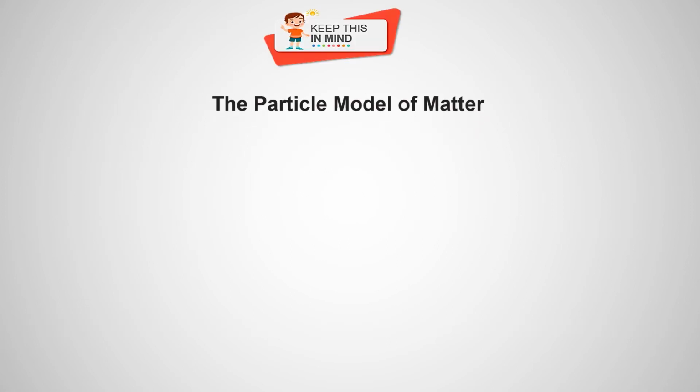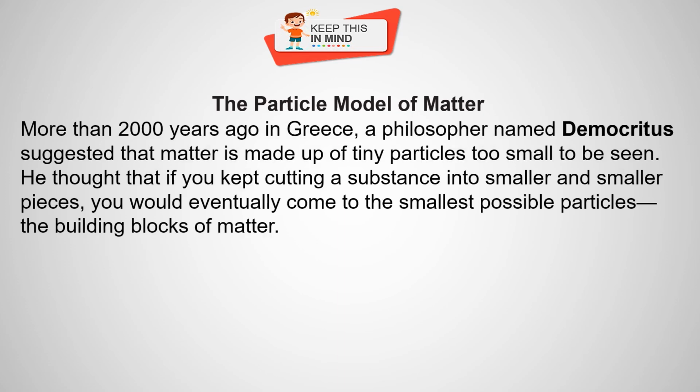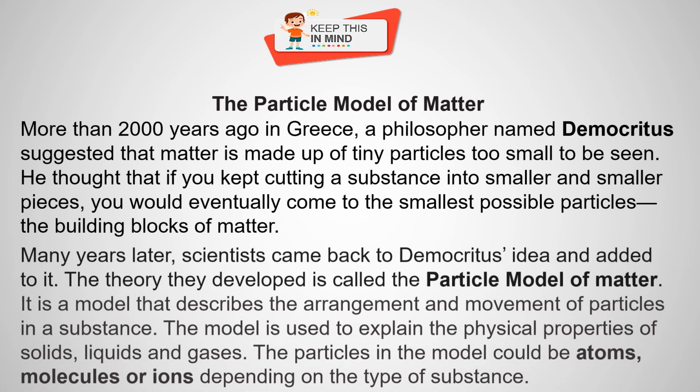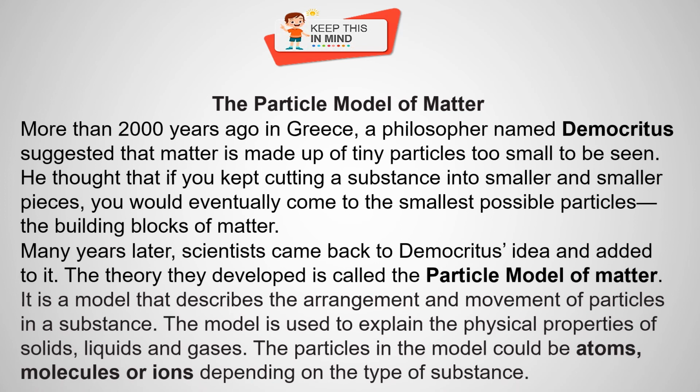Keep this in mind about the particle model of matter. More than 2,000 years ago in Greece, a philosopher named Democritus suggested that matter is made up of tiny particles too small to be seen. He thought that if you kept cutting a substance into smaller and smaller pieces, you would eventually come to the smallest possible particles, the building blocks of matter. Many years later, scientists came back to Democritus' idea and added to it. The theory they developed is called the particle model of matter.